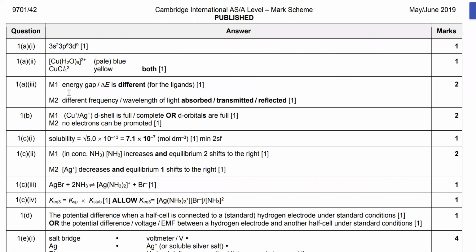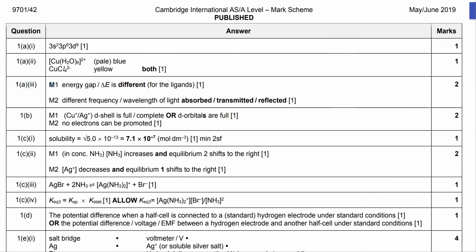They just gave 2 marks, because it was just a very short 2-mark question. I mean, it could have been a 4-mark question as well. So energy gap is different, and different frequency or wavelength of light absorbed, transmitted, or reflected. Okay, those were the 2 marks. Is that clear?